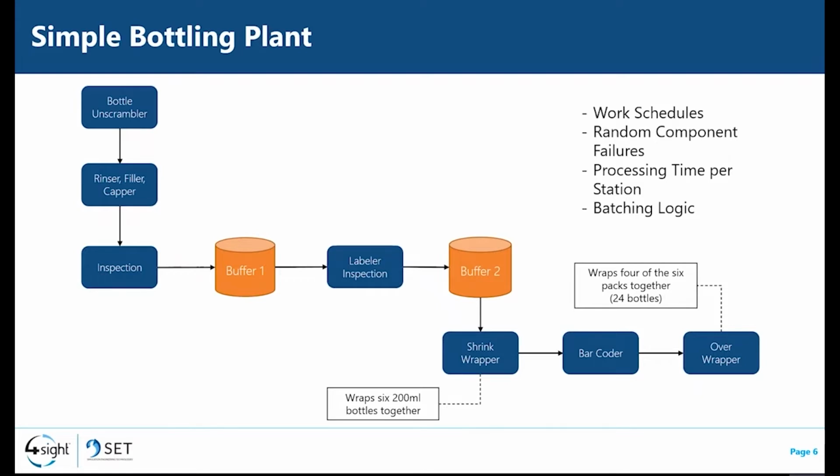At this shrink wrapper, it takes 6 bottles and wraps them together and then forms a new 6-pack entity. The 6-pack entity then receives the barcode, and then it moves over to the over wrapper where they wrap 4 of these 6-packs together, creating a final product of 24 bottles wrapped together. Now, some basic logic that is also included in this model is we have work schedules, random component failures, processing times per station, and batching logic.